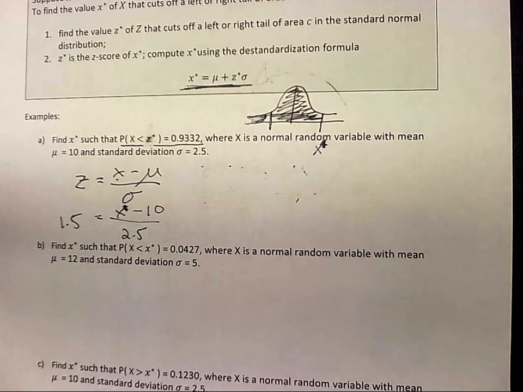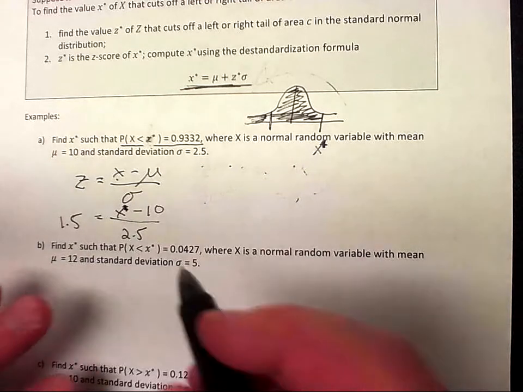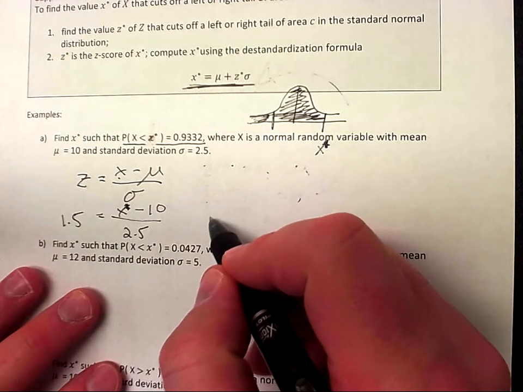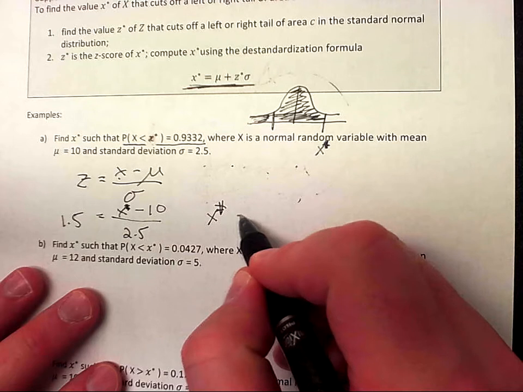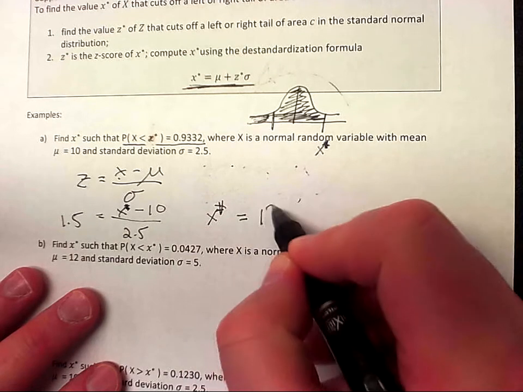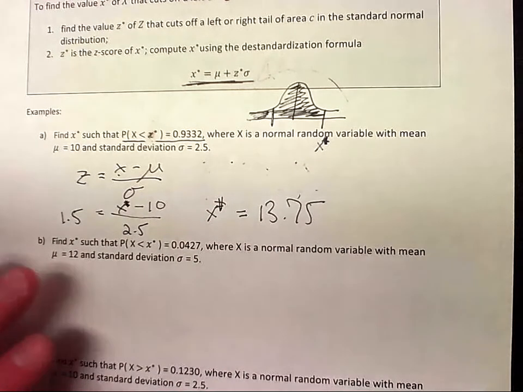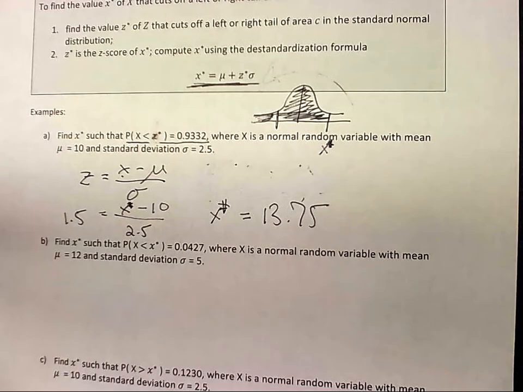Now what are we going to do? To solve for X, we're going to multiply both sides by 2.5 and add 10 to both sides. And then we should end up with X star being equal to 13.75. Right, because we're adding 10 to both sides, not subtracting 10 from both sides. 13.75. Everybody good with 13.75?